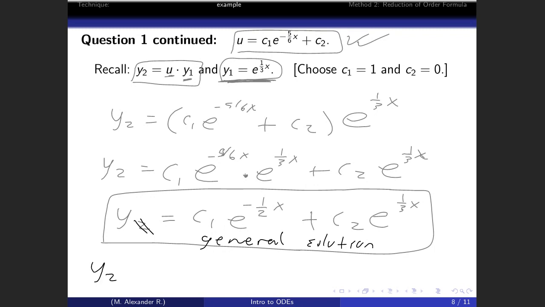But if you're looking for the y2 function, you are going to make a specific choice. Okay, so you're going to make C1 equal to 1 and C2 equal to 0. And why do we make C2 equal to 0? The reason we make C2 equal to 0 is because this red function that we have next to the C2, that is the original function that was given to us. So we want to kind of delete that away, and then that's how we get the y2 function. And so we get e raised to the negative 1/2 x. So that's the y2 function.